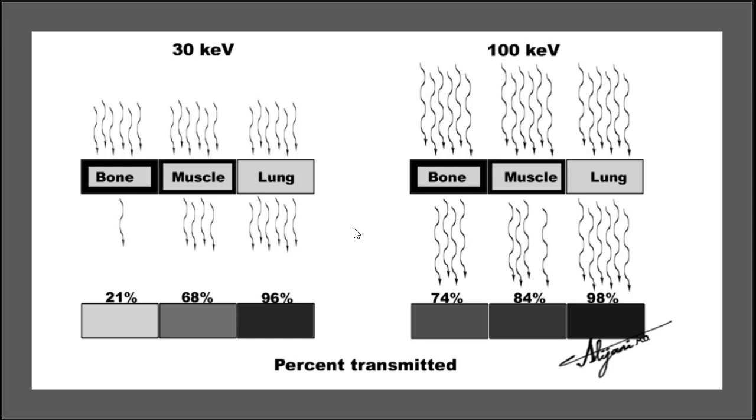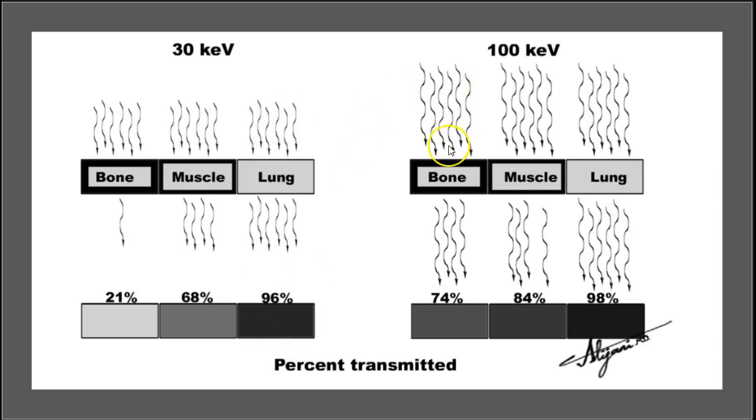All right, here's a slide showing you the difference between a 30 keV and a 100 keV and what's going to happen to your photons. So if we have bone, muscle, and lung, this is our subject contrast here on this line, and this is our image receptor contrast, okay? This is our remnant beam, this is our primary beam. The primary beam comes in, and you can see with our low keV, the bone is going to absorb almost all the photons, and it's going to be white. With muscle, we'll get some coming through. We're going to have shades of gray. With the lung, most will get through, and it's going to be darker on our image receptor.